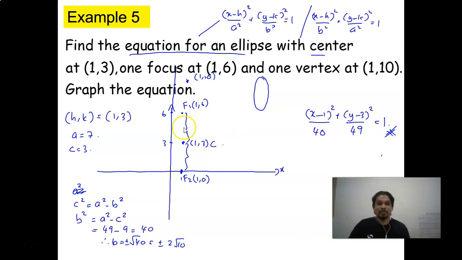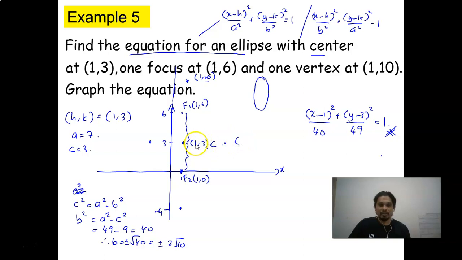Okay, so you may sketch the picture here. From 10, minus 3 equals 7, so we move 7 units downward: 3 minus 7 ends up here at negative 4. And from (1, 3), move 2 square root of 10 units to the left, and here to the right.